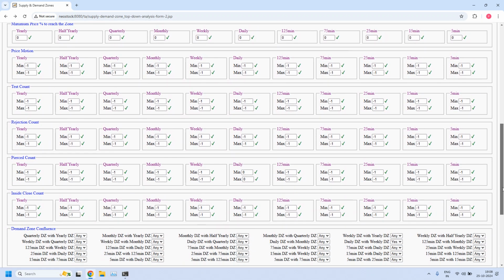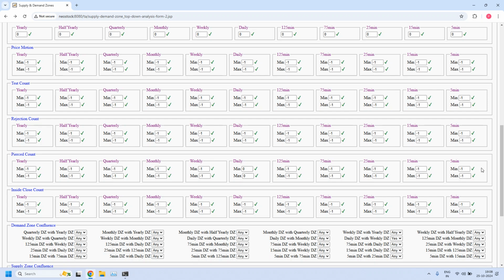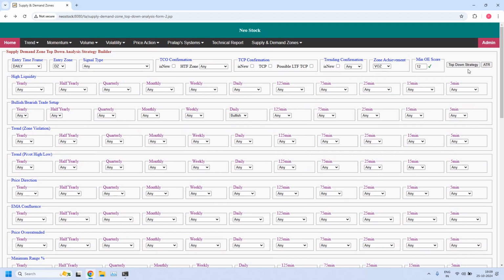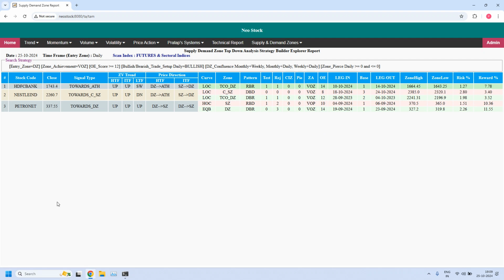So in the demand zone confluence, 3 filters we should set. Already 1 filter is enabled, that is daily demand zone with weekly demand zone confluence. Next filter with HTF, daily demand zone with monthly demand zone confluence, I am enabling. And also the weekly demand zone with monthly demand zone confluence filter I am enabling. With this LTF, ITF, HTF confluence, we got 3 stocks.